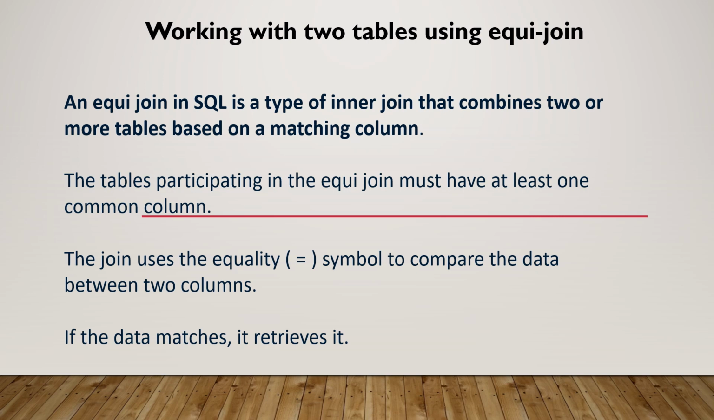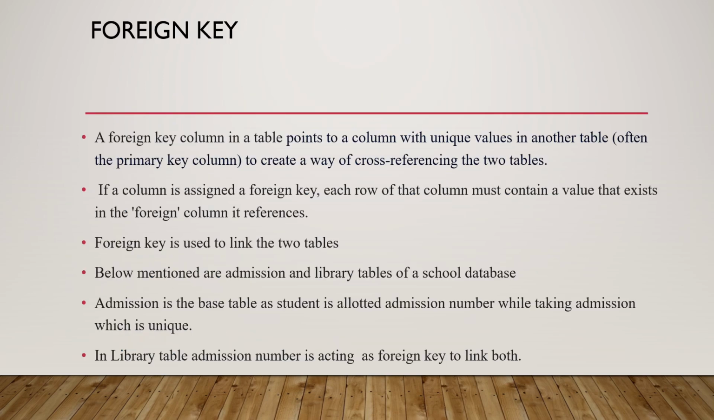So an equijoin in SQL is a type of inner join that combines two or more tables based on a matching column. The tables participating in equijoin must have at least one common column. The join uses the equal operator to compare the data between two columns, and if the data matches, it is retrieved. Now before we go further, you should know the concept of foreign key.